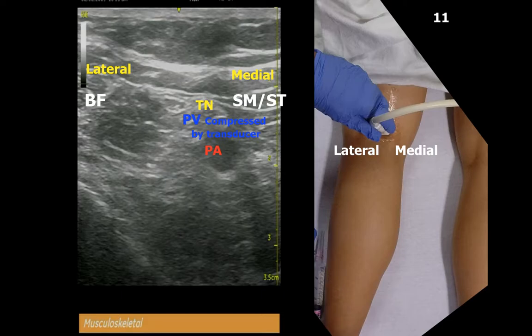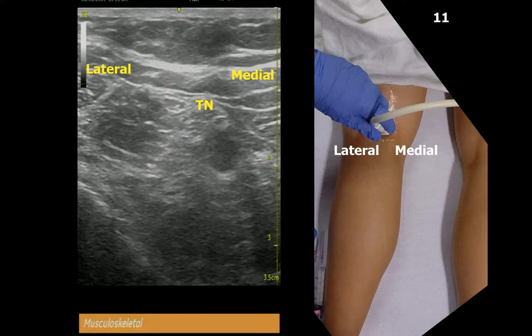In this image, we will see structures typically visible during an ultrasound exam of the popliteal fossa. Note the simultaneous display of the transducer position on the right. The exam starts at the popliteal crease where the biceps femoris, semimembranosus, and semitendinosus muscles are visible. They represent the lateral and medial borders of the popliteal fossa, respectively.